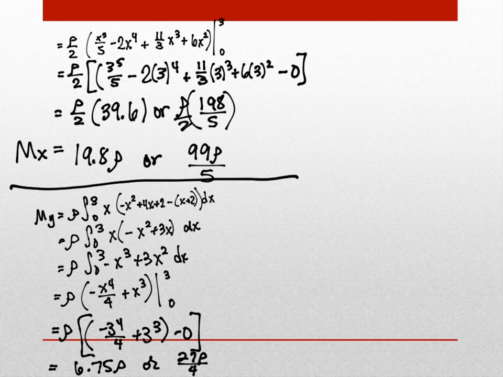Okay, our last thing to find is mass. Do I have space? I do. So we'll do it on the next slide. So the mass is actually rho times the integral from 0 to 3. And it's just supposed to be f of x minus g of x. So negative x squared plus 4x plus 2 minus the quantity x plus 2, dx.